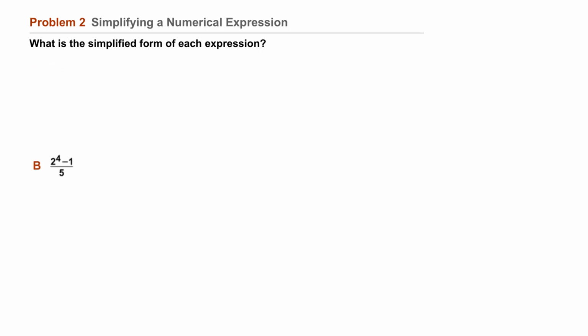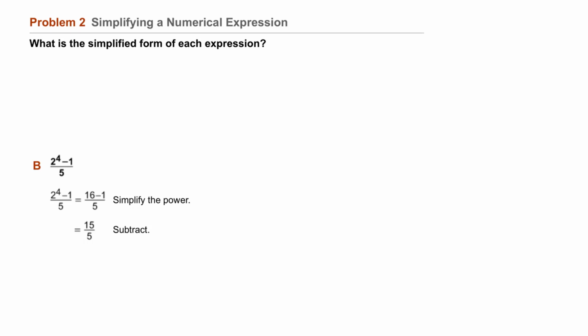Part B, a fraction, 2 to the 4th power minus 1 is the numerator, and 5 is the denominator. First, we'll simplify the power. 2 to the 4th power is 16. Remember, that's 2 times 2 times 2 times 2. So we rewrite the expression now as 16 minus 1 over 5. 16 minus 1, we'll perform the subtraction, that's 15, and rewrite the expression 15 over 5.